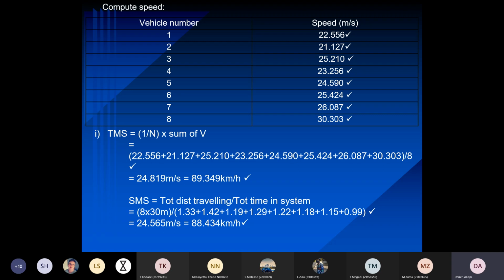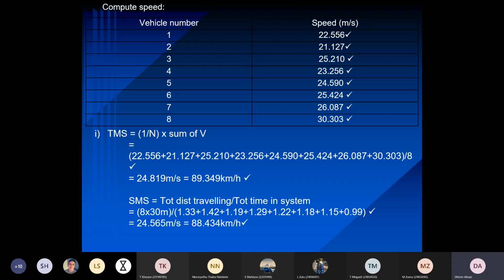Time mean speed is the sum of your speeds, so the summation of that, divided by the number of vehicles, 8 vehicles. And that will give you your speed in meters per second: 24.819 meters per second. The question required you to display your speed in kilometers per hour. So converting to kilometers per hour, 89.349 kilometers per hour. Again, note accurate to 3 decimals. If we look at the cover page of your test or your exam paper, you will see all calculations to 3 decimal places. And you can lose marks by not following that instruction.